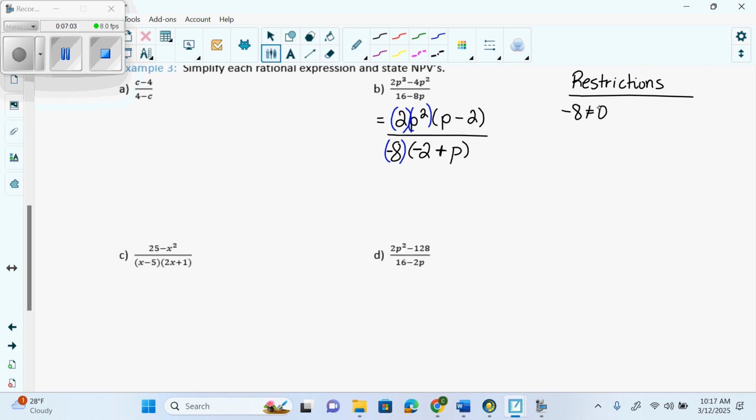True statement. Do I care about it? No. So do I even need to write that? No. Then I have negative 2 plus p can't equal 0. I'm going to add my 2 over. And p can't equal 2. Everyone should be writing this down.